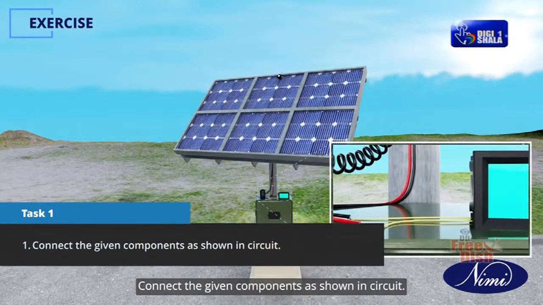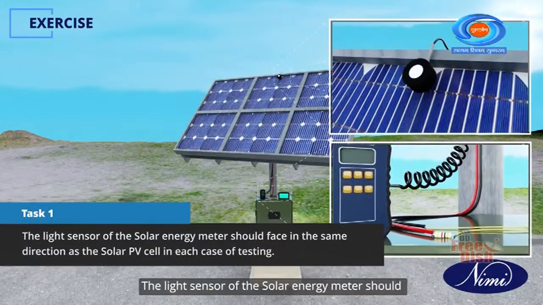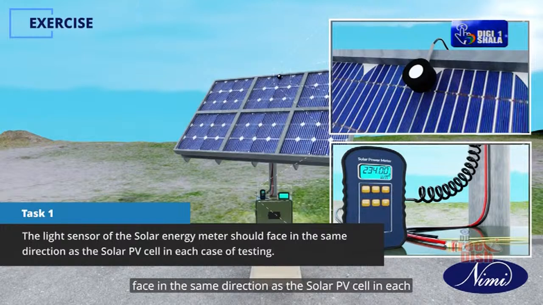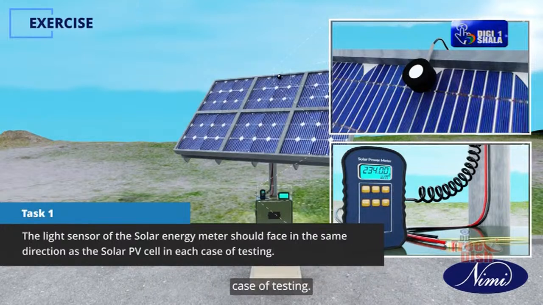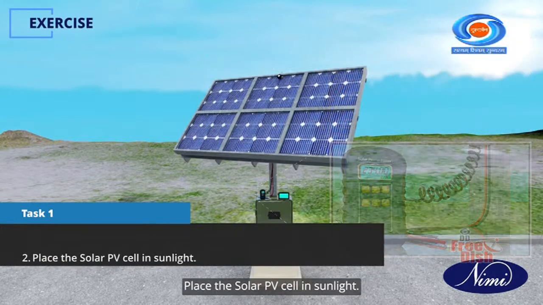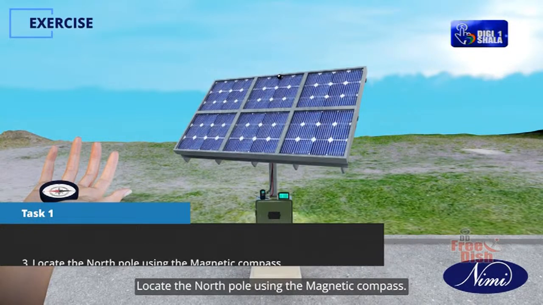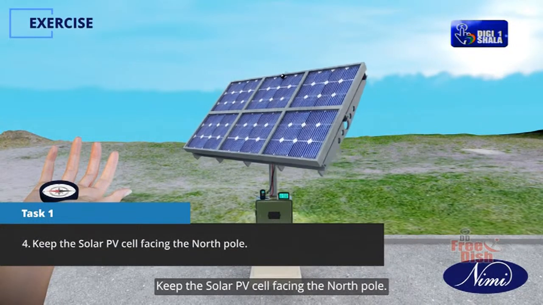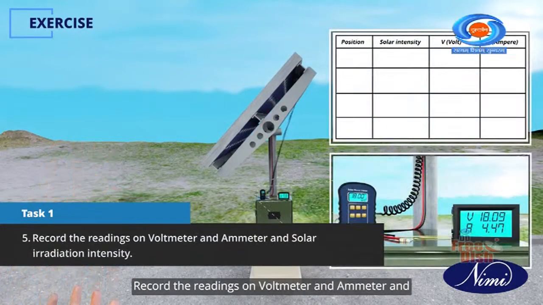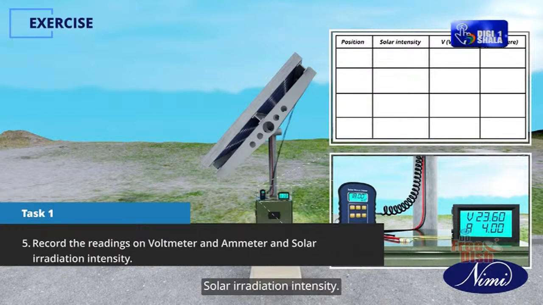Connect the given components as shown in circuit. The light sensor of the solar energy meter should face in the same direction as the solar PV cell in each case of testing. Place the solar PV cell in sunlight. Locate the north pole using the magnetic compass. Keep the solar PV cell facing the north pole. Record the readings on voltmeter and ammeter and solar irradiation intensity.